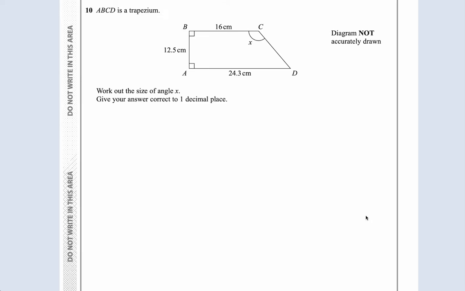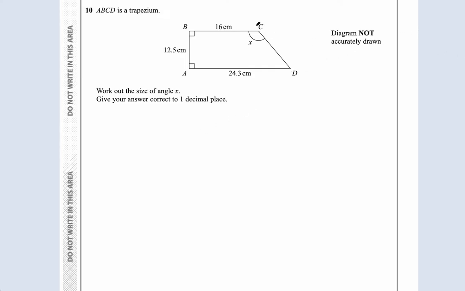Okay, question 10. It says here ABCD is a trapezium. Trapezium, guys, means that two sides are parallel. So this side and this side are parallel. Work out the size of angle X. Give your answer correct to one decimal place. Right, that, guys, is a little bit tricky.